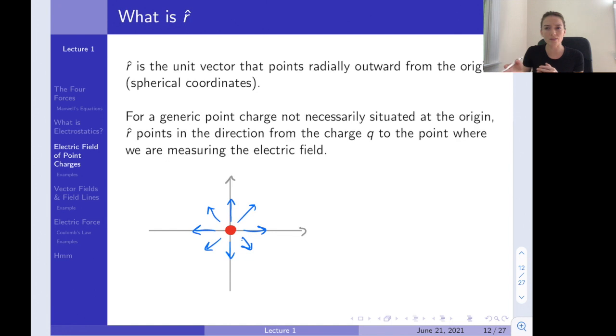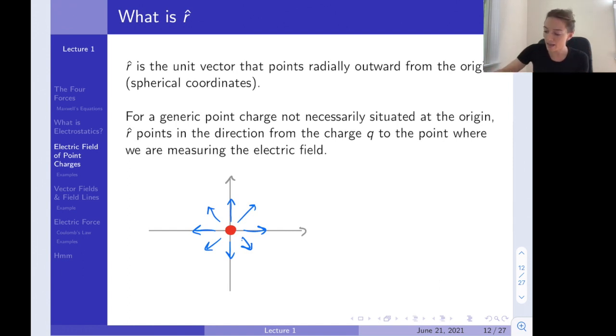And again, if you haven't seen r hat, theta hat, phi hat, definitely come to my office hours so we can just go through that a little bit, because that will be really important for this class. So r hat is just telling us that if we have a point charge at the origin, the electric field is pointing radially outward from that point charge.